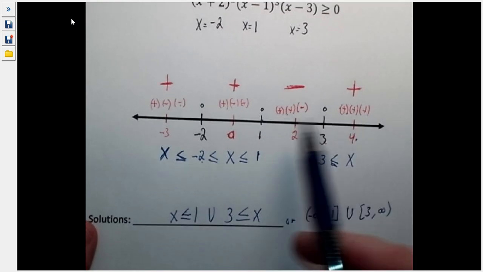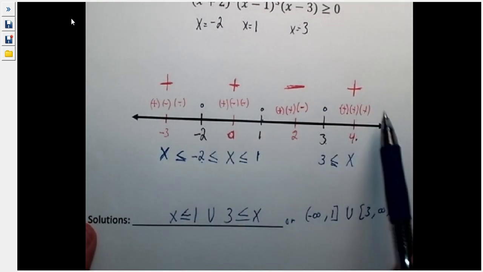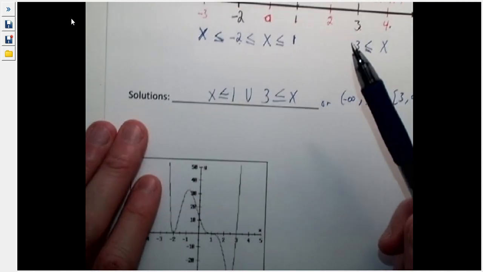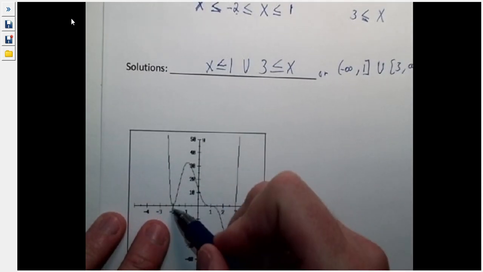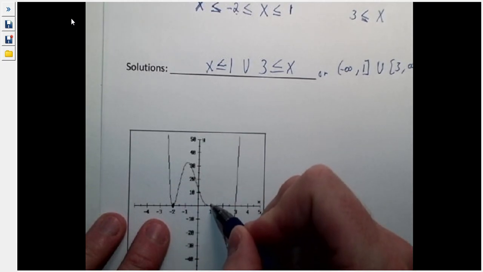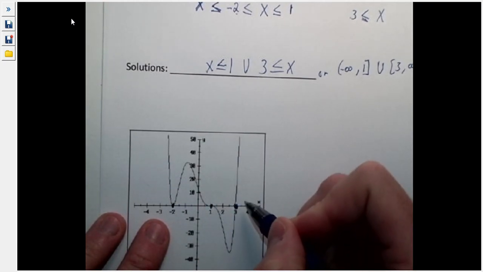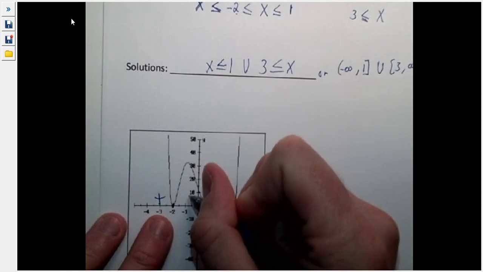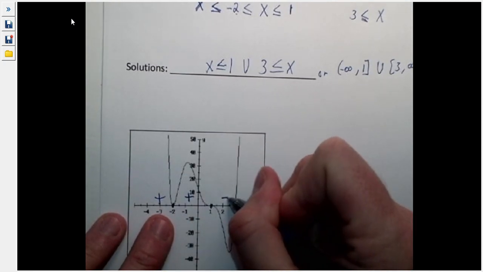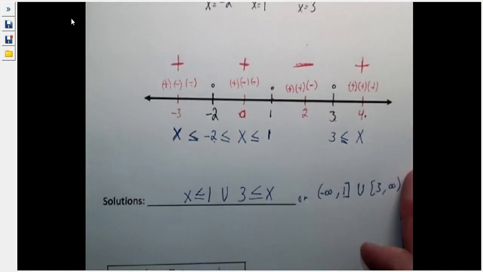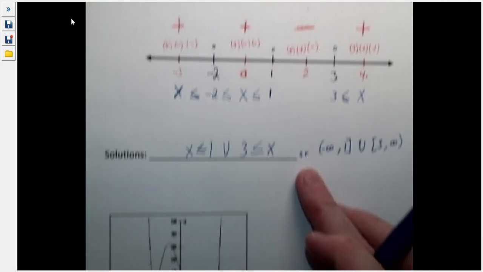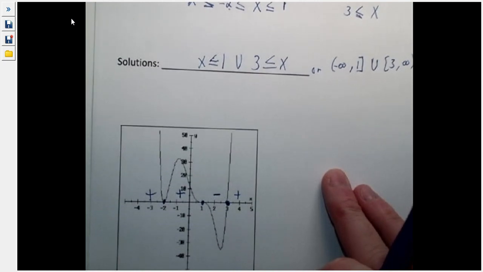And once again, this is the sign chart that we created for the inequality, but here is my graph of my function, okay? And here are my zeros at -2, at 1, and at 3. And you can see it's positive over here, positive right here, negative, and positive. And it matches my sign chart right there. That is polynomial inequalities.